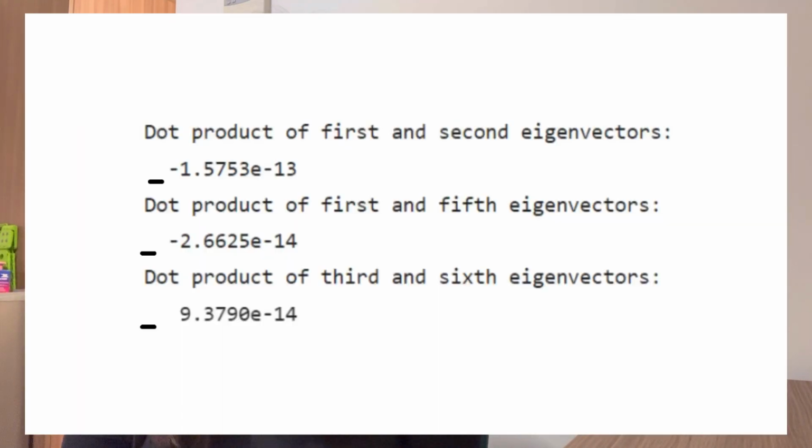So we know that two vectors are orthogonal to each other if their dot product is 0 or close to 0. And as we can see in this image, the values calculated by MATLAB say that these vectors are orthogonal to each other because the values are really small, which means they are close to 0.